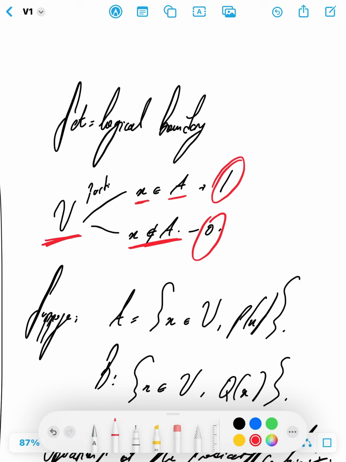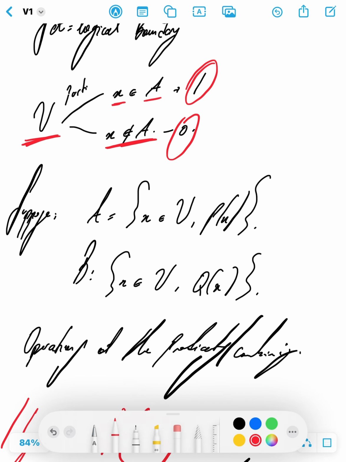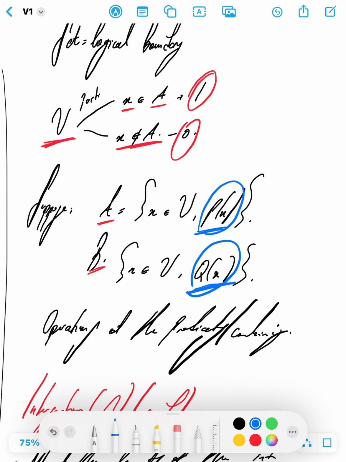And so what happens when we introduce two sets? Let's just suppose that we have these two sets, A and B, and they have different predicates associated, different logical boundaries placed within the set. And so what happens if you want to combine these logical boundaries? P of x and Q of x. Well, in order to operate these, we need different tools.